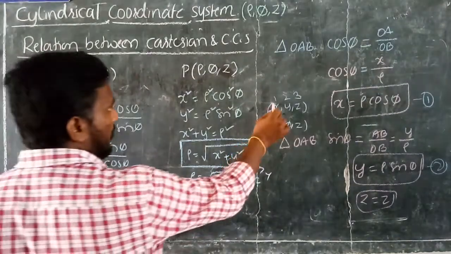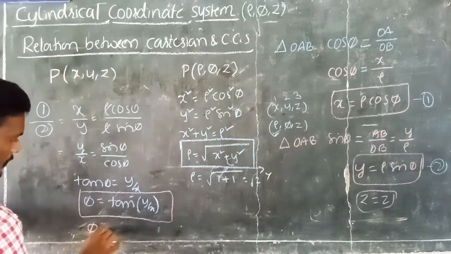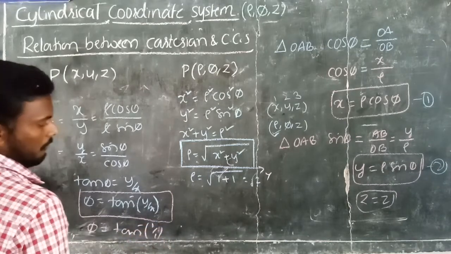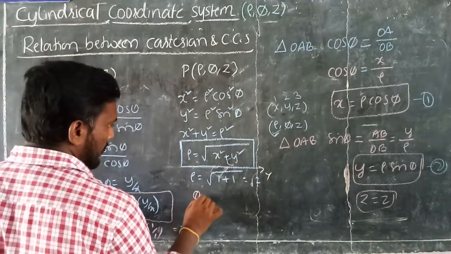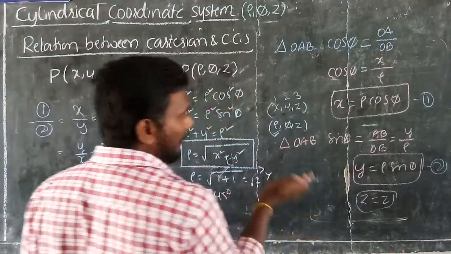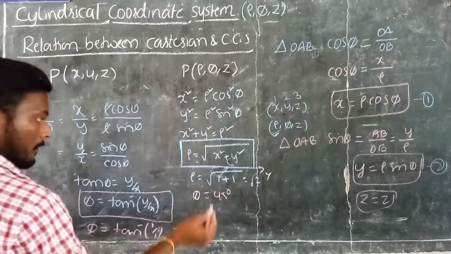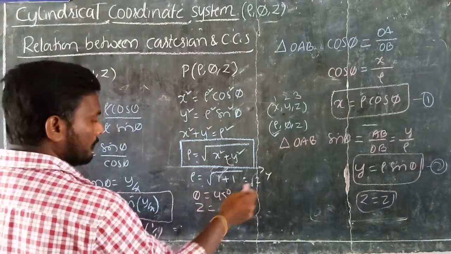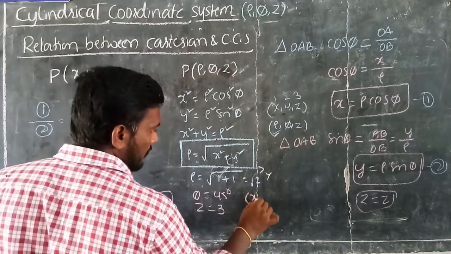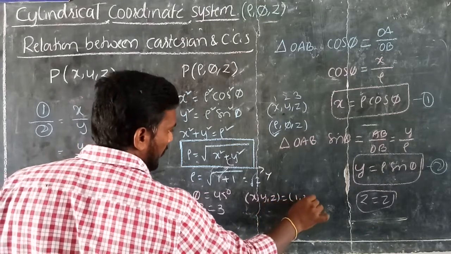So what is x comma y comma z? It is 1 comma 1 comma 3. So you get the phi value from this expression. Phi is equal to tan inverse of y by x, which is 1 by 1. Tan inverse of 1 is 45 degrees. So the phi value is 45 degrees. Anyway, z is the same for the Cartesian and cylindrical coordinate systems. Here z is equal to 3 for the Cartesian system, and the z value is the same for cylindrical, it is 3.